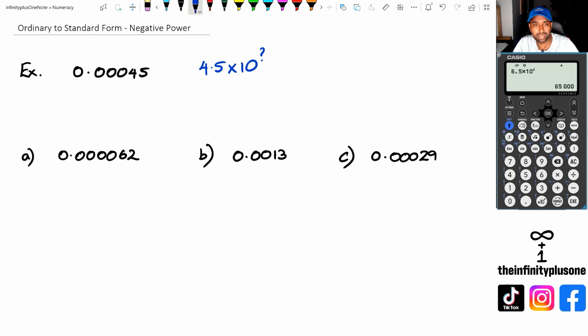Before we do that, the first thing we want to do is write 0.00045 as a fraction. You might have a few little tricks for this, but one of the tricks that I love using is literally counting how many spots the decimal point has moved. So here you've got 1, 2, 3, 4, 5, right? So I can write this as 45 over 100,000.